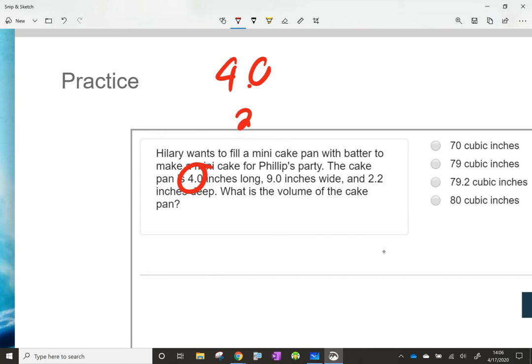So 4.0 would have 2 significant digits in it, because the 0 comes after the decimal. 9.0 has 2 significant digits as well, for the same reason. And 2.2, of course, has 2 significant digits, simply because there are 2 numbers in it, right? 2.2, 2 significant digits. So every single number here has 2 significant digits. So when you calculate your answer, because you're doing volume, you're just going to do length times width times height. So in this case, we're going to do 4.0 times 9.0 times 2.2. And we end up with 79.2 as an answer.